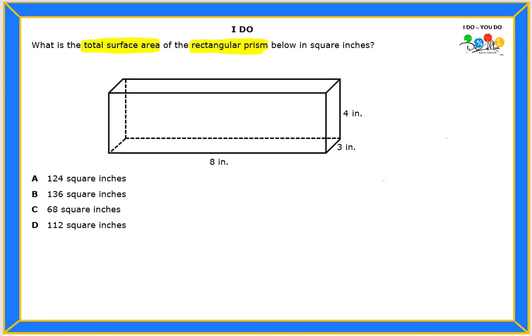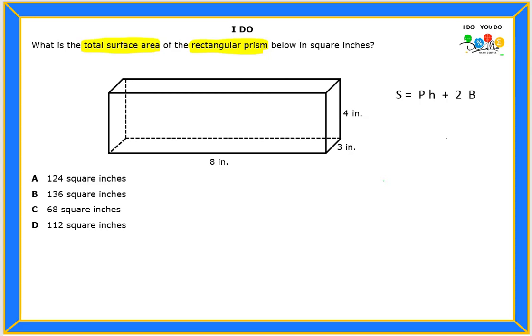We can do that, but we can also follow a formula. The formula is S equals PH plus 2B, where P is the perimeter of the base and capital B is the area of the base. So it is very important that we identify the bases.